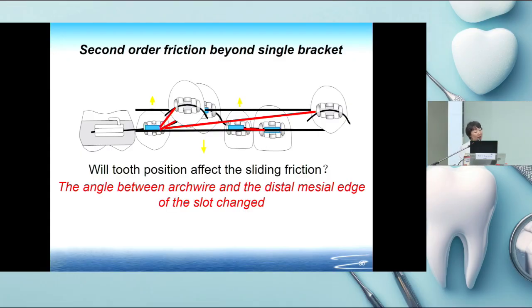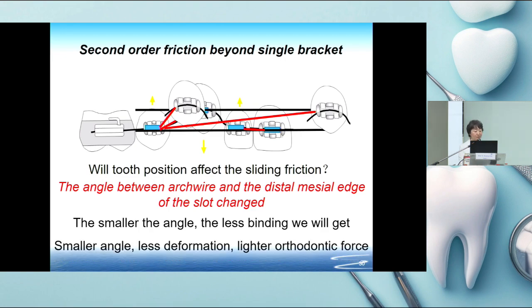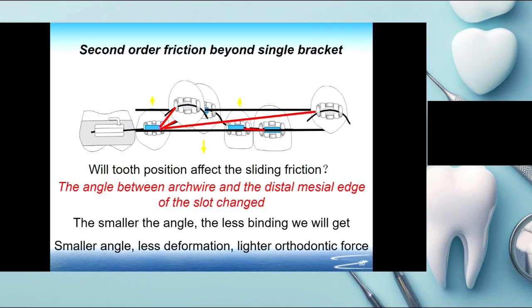So the angle between the archwire and the distal mesial end of the slot changes. The friction is changed also. The smaller the angle, the less bending we get. Smaller angle, less deformation, lighter orthodontic force, lower friction, and faster tooth movement, better for tooth health, right?